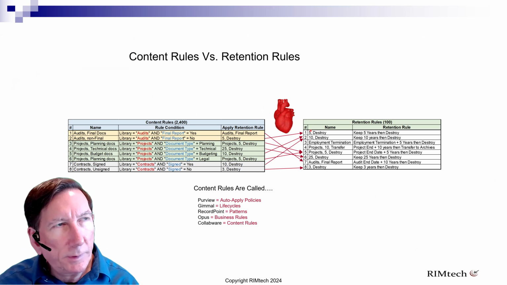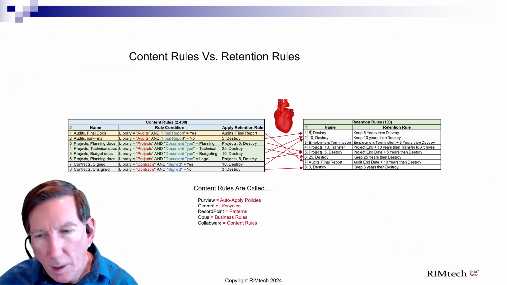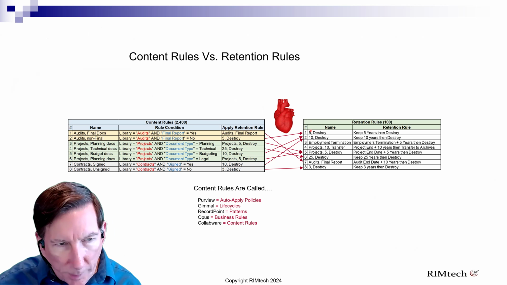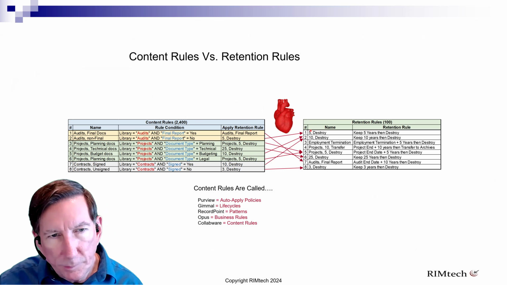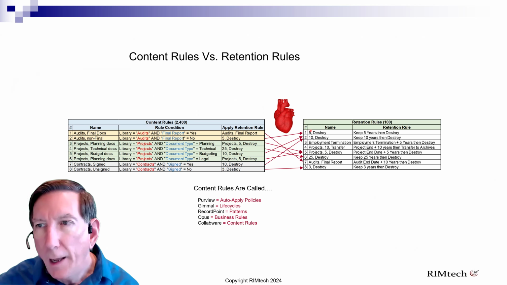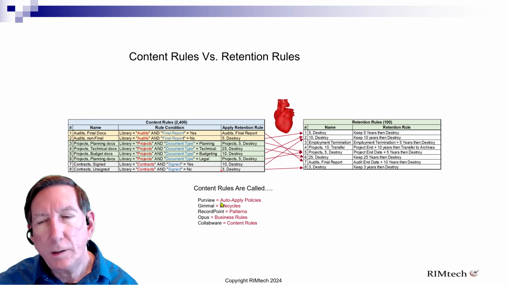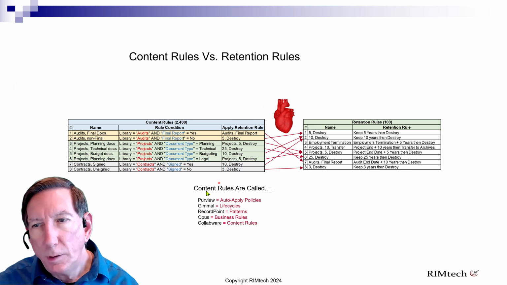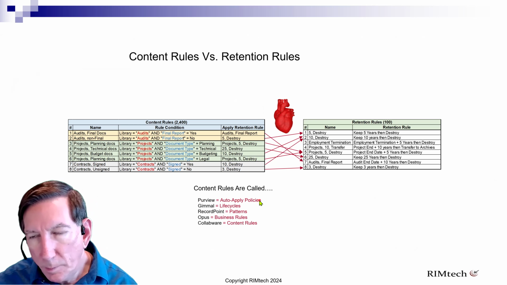Remember, we have to combine 3 things here: a retention schedule, plus SharePoint, plus a records management software product. All 3 things have to work together. And what makes them work together? The content rules. So if you're using Purview, they're called auto-apply policies.